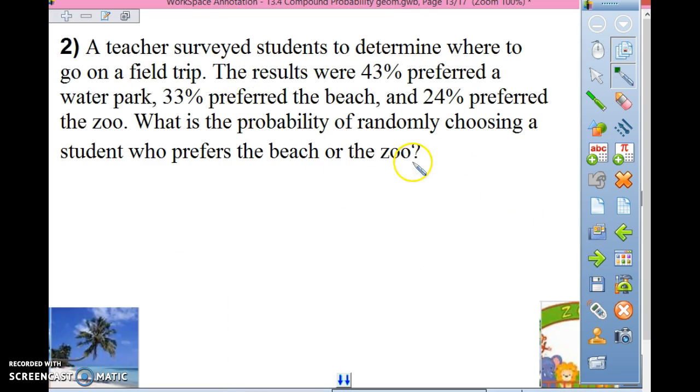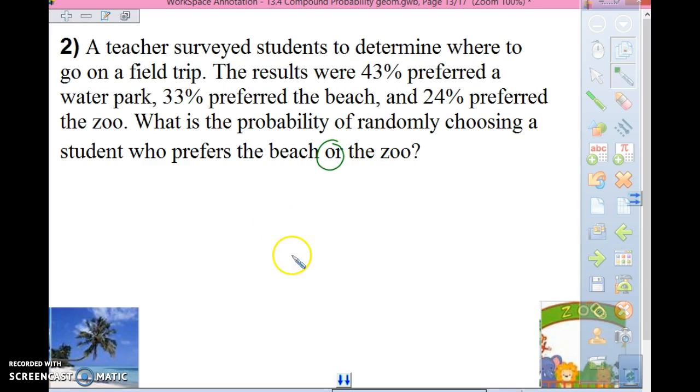A teacher surveyed students to determine where to go on a field trip. 43 wanted the water park, 33 wanted the beach, 24 preferred the zoo. What is the probability of a student preferring the beach or the zoo? So because this is an "or," we're going to add those two numbers together, and we get 57%.